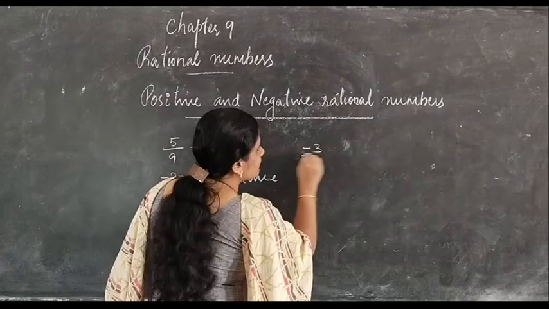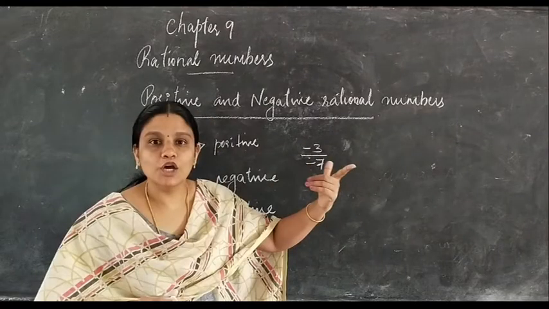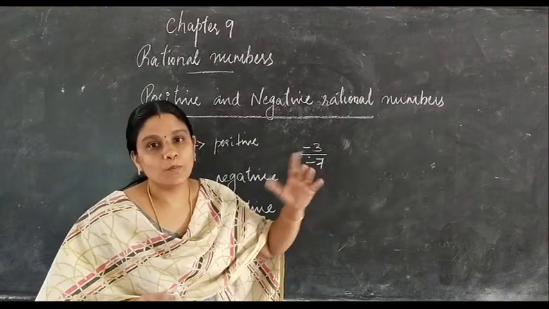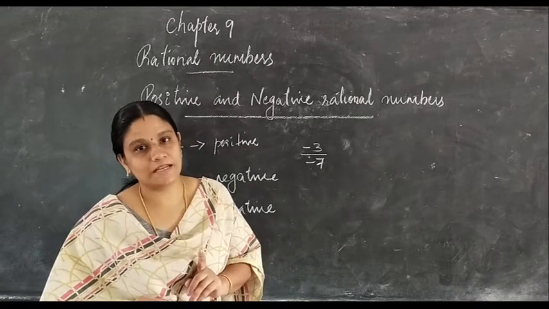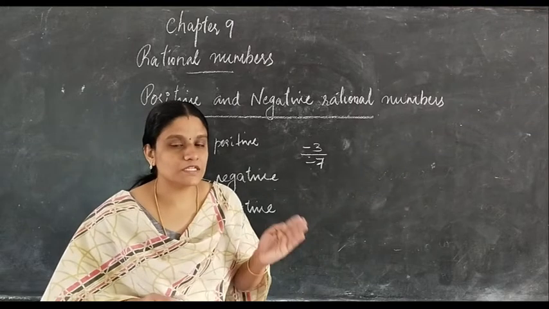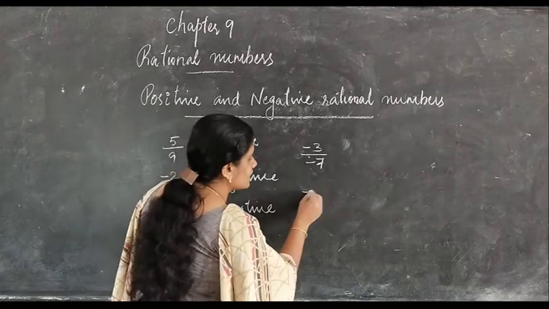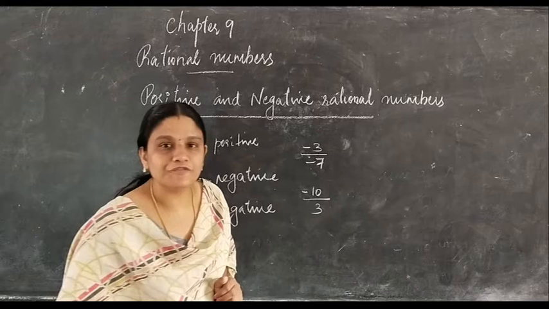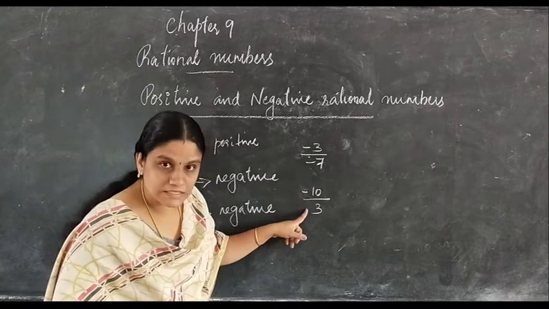If we consider another example, negative 3 by negative 7, you can tell this. Both are negative, that is negative and negative, the answer will be positive. Yes or no? Therefore it is a positive rational number. Clear or not, now what is a positive rational number and negative rational number? If I give you negative 10 by 3, is this a positive or negative? Here it is negative, here it is positive.